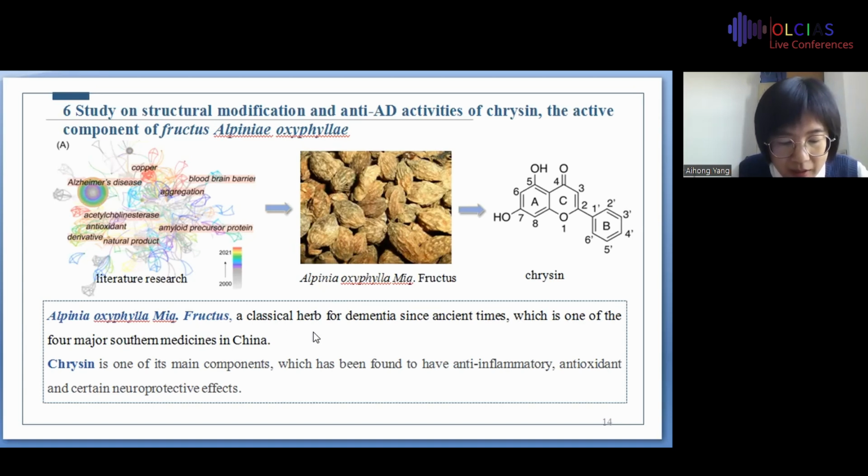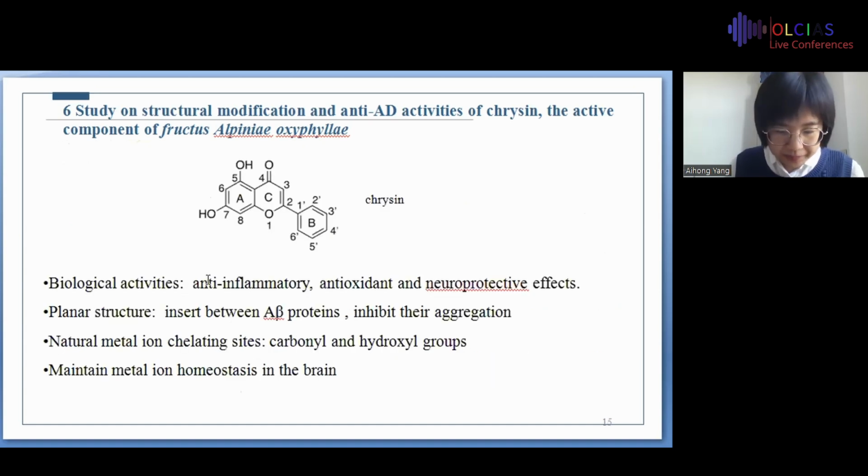Yizhiren, one of China's 4 southern medicines, has been regarded as a classic herb for treating dementia since ancient times. Its active ingredient, chrysin, is one of the important nitroflavonoids in the herb, and it's also found in many other plant and bee products. And it has the characteristics of abundant source, easy to obtain, and high feasibility of research. Recent studies have shown that chrysin has a variety of biological activities, including anti-inflammatory, antioxidant, and neuroprotective effects.